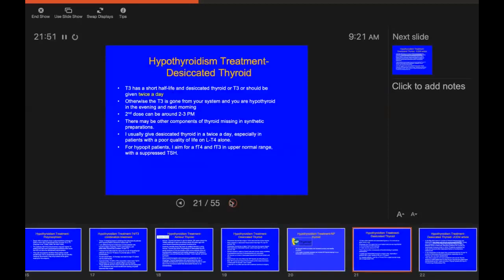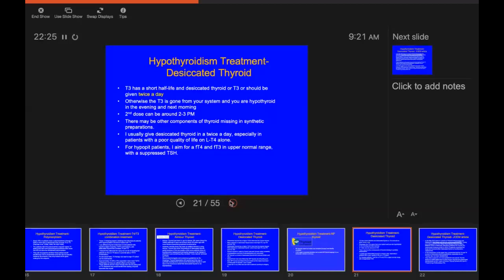So one thing that I think people don't really understand that I think is crucial is that T3 in the desiccated thyroid and T4, T3 combinations has a short half-life. That means it's gone after a couple hours. So it really needs to be given twice a day. If somebody takes desiccated thyroid or T3 once a day in the morning, they'll be hyper after they take it, most likely, not everybody, but most people. And then a couple hours later in the afternoon and the evening, it's really low. By the next morning, it's really gone from the system.